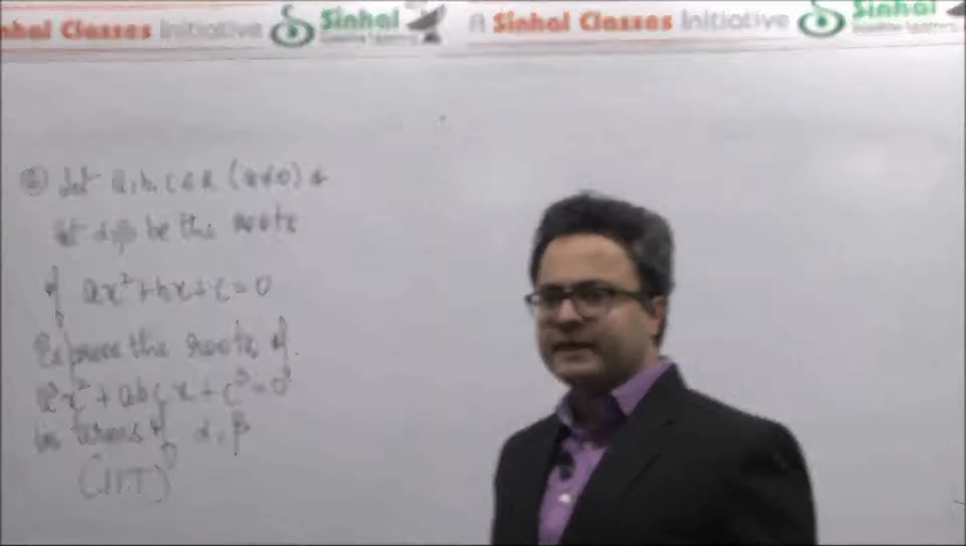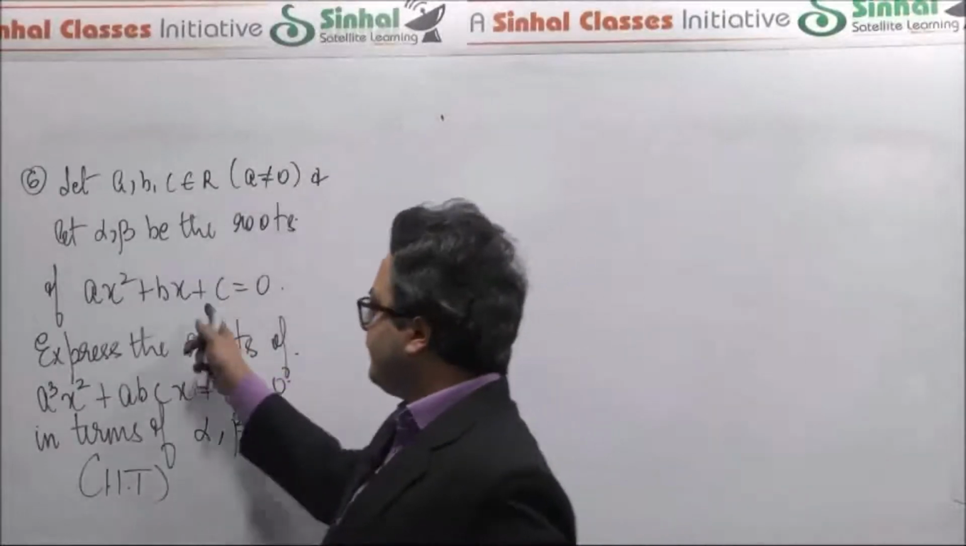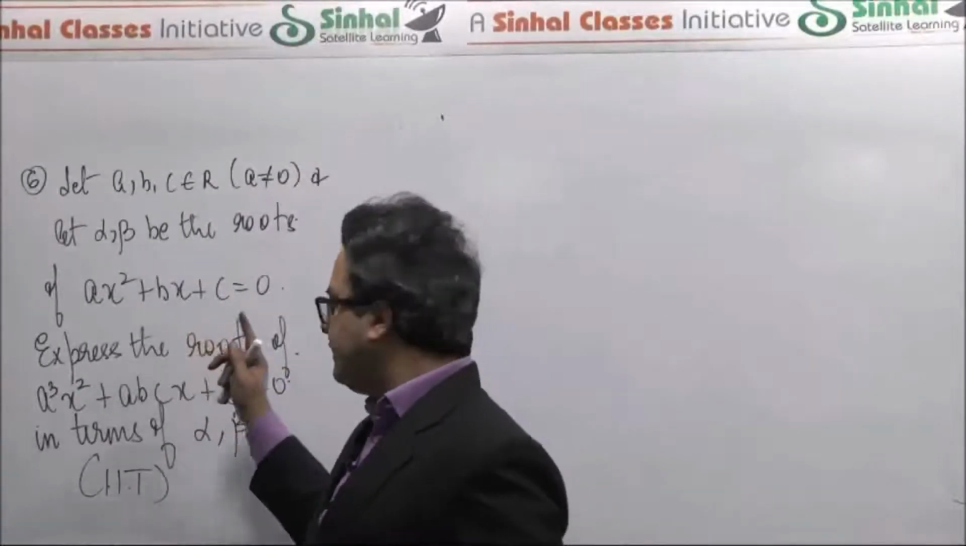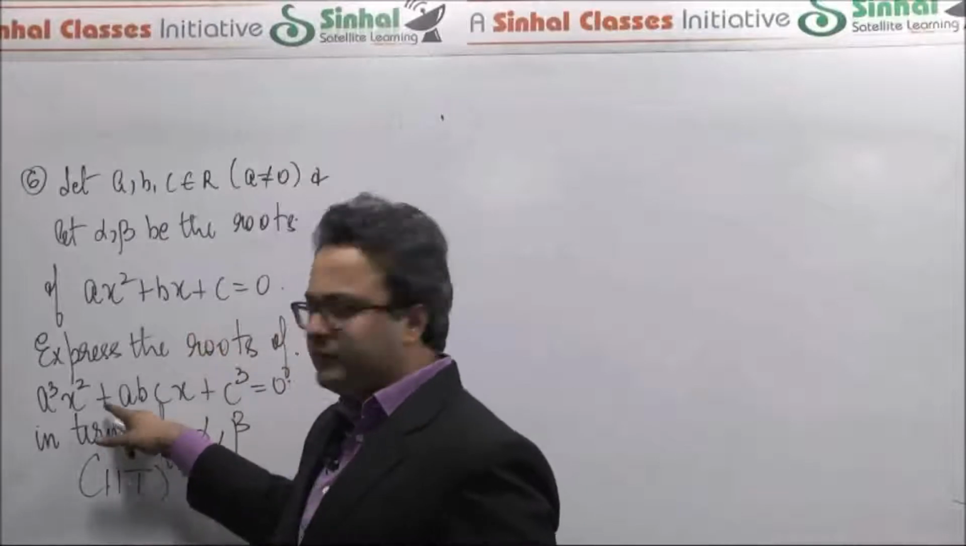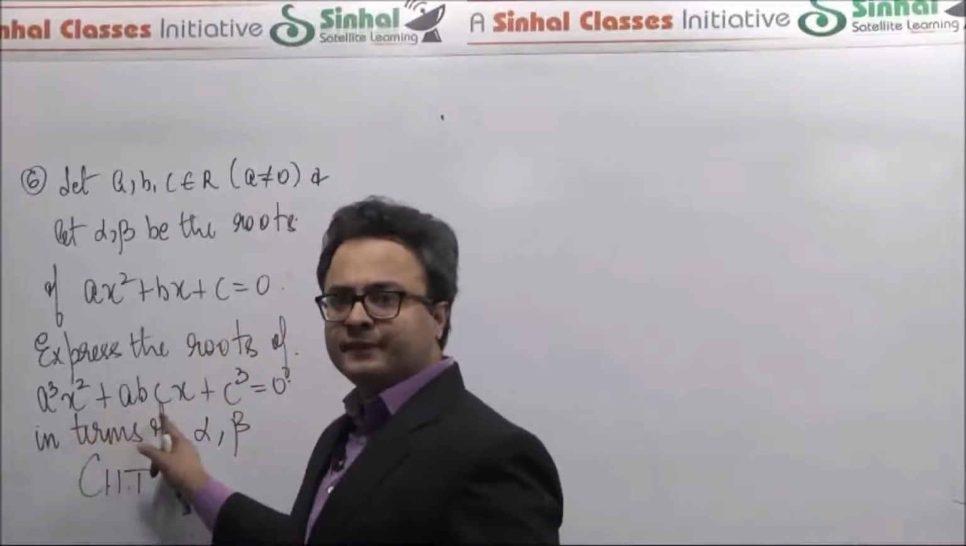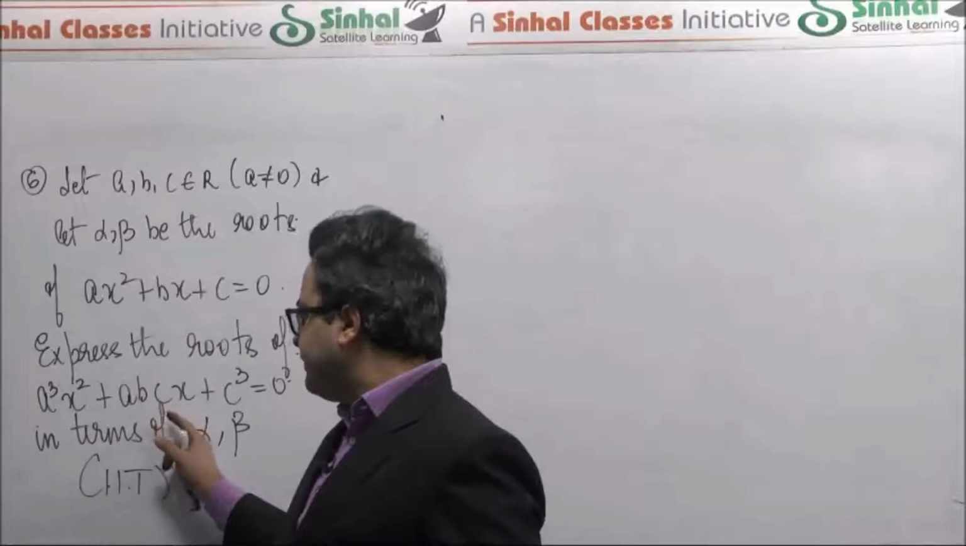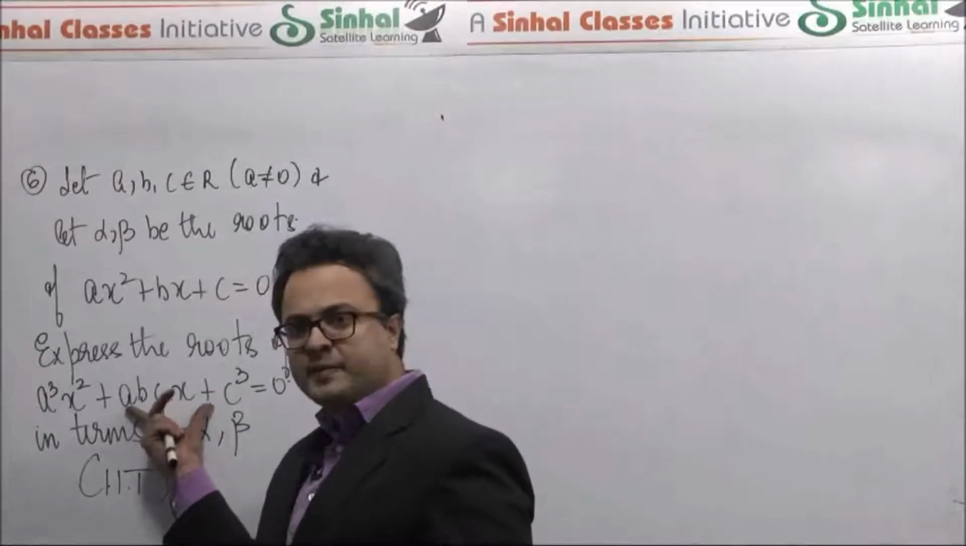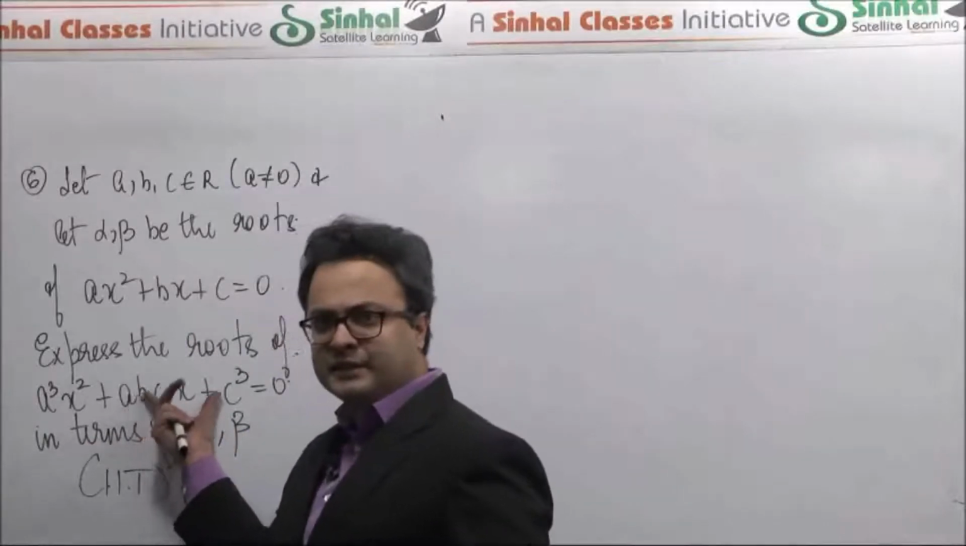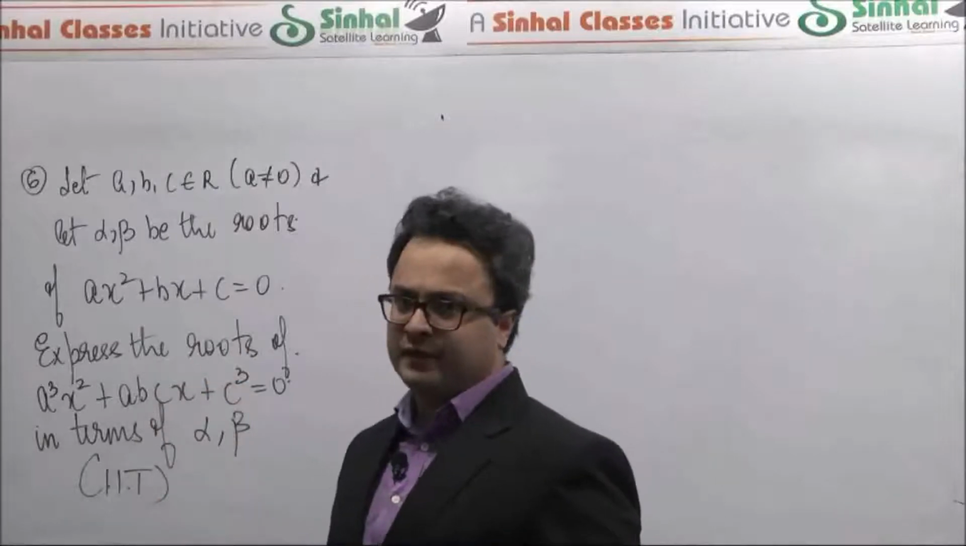Again, this is a past IIT problem. We have a quadratic equation whose roots are given to be alpha and beta, and there's another quadratic equation involving a, b, and c. What we've been asked to do is express the roots of the second equation in terms of alpha and beta, right?